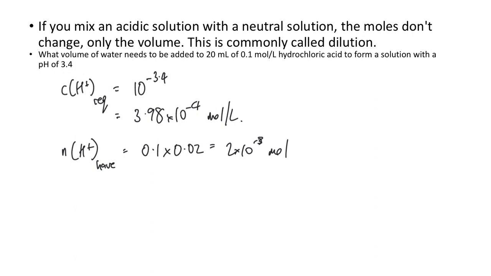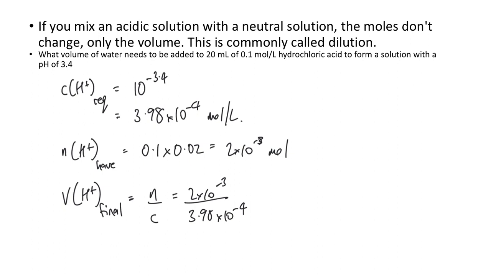So therefore, we can say that what's the volume of this solution that we would need to have to get that concentration. So this is V is equal to N on C, which is a rearrangement of this N is equal to CV equation, right? So the N is 2 times 10 to the negative 3 over the concentration, 3.98 times 10 to the negative 4, and that happens to be 5.024 liters. Okay, so do we just add 5.024 liters?